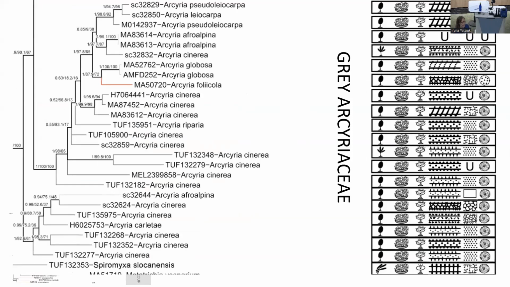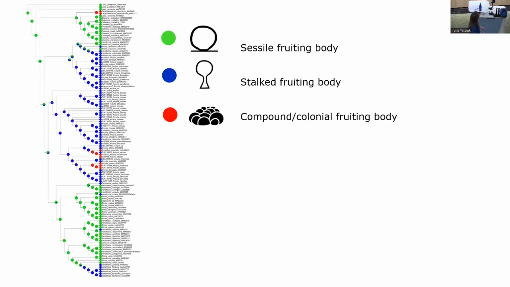So what conclusion can we make from it? Those morphological characters will work only on lower taxonomic levels, probably on the species level. But they do not really help on higher taxonomic levels. They do not help to distinguish between the genera or even sections of the genera.